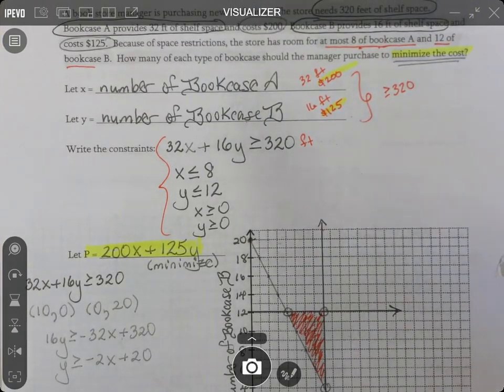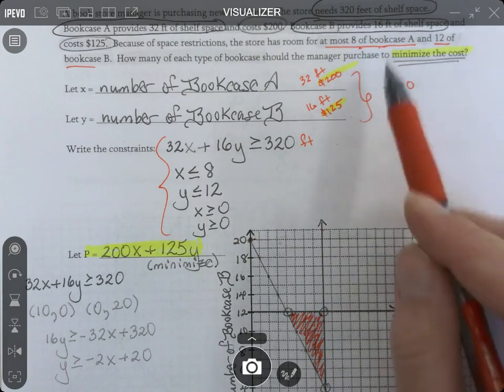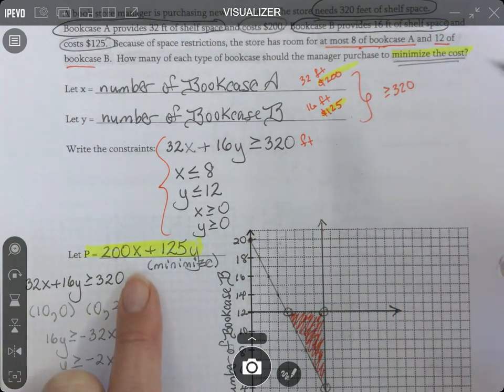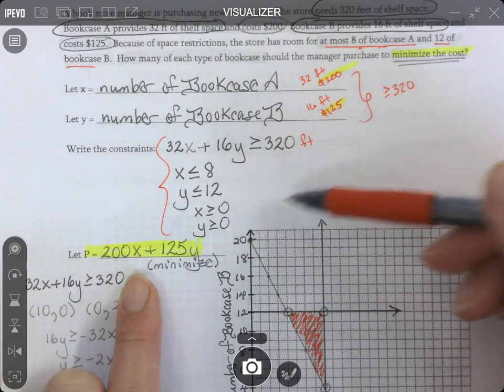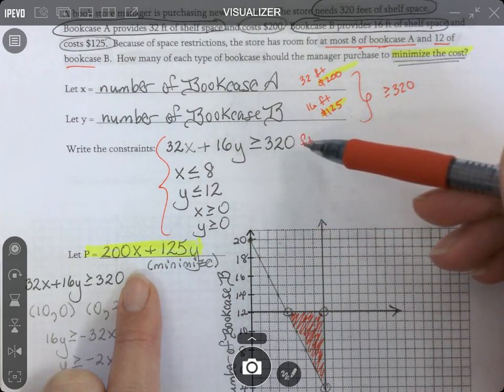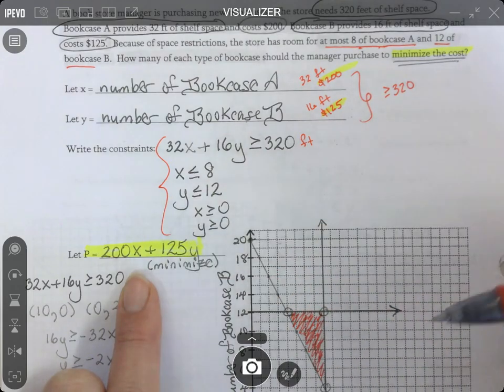So one thing I forgot to bring up was the minimum. The minimum cost is what we're looking for. So anything that had to do with cost gets pulled for the objective function. It's not part of our constraints, and some people try to make it one. Our constraint was how many feet we could have and how many bookcases. So minimizing the cost tells me it's my objective.